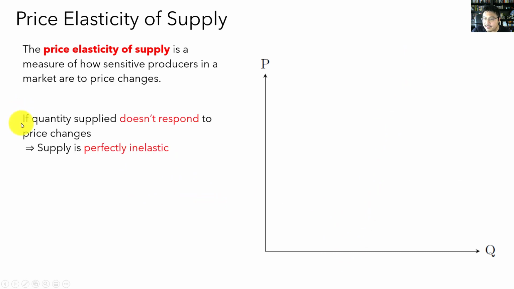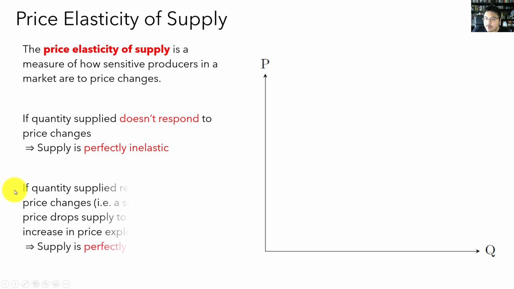Now, if quantity supplied does not respond to price changes, so it's not responsive at all, then we say that supply is perfectly inelastic. And a perfectly inelastic supply curve is going to look like a vertical line, just like a perfectly inelastic demand curve looks like this. And what it's saying is that it doesn't matter what the price is, the quantity supplied is still going to be the same.